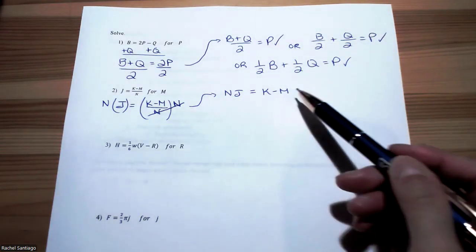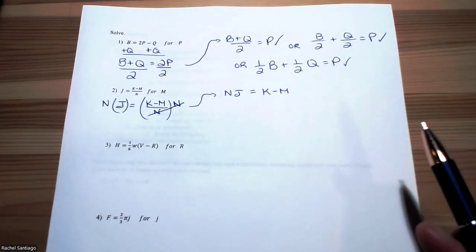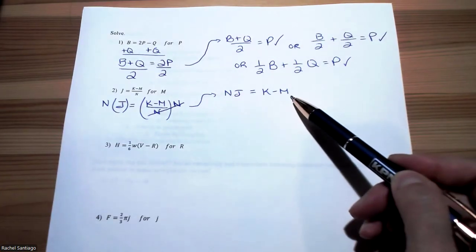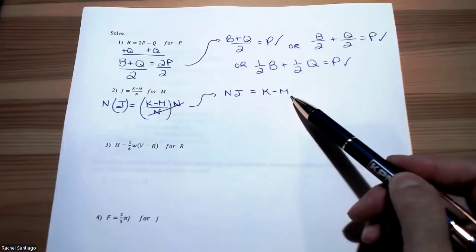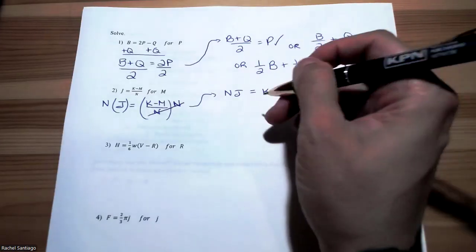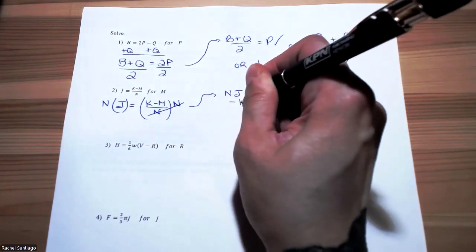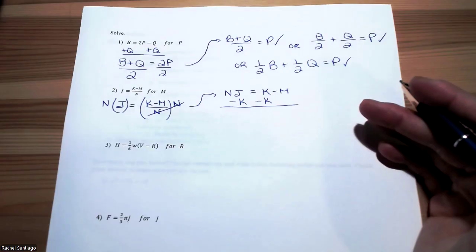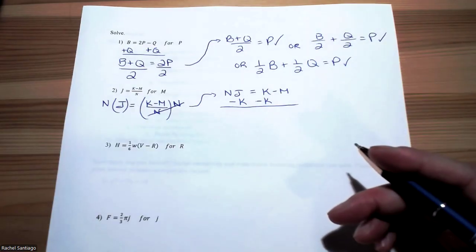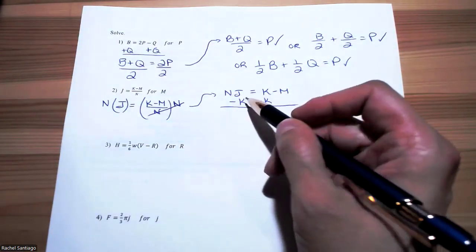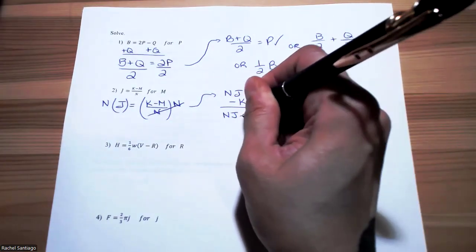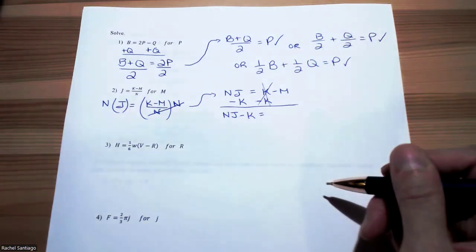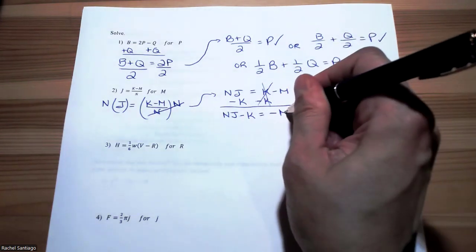Cool. I need to solve for m. Now I could do this a couple ways. I can add m and then subtract nj. That would be totally fine. Or I can subtract k. This is typically the approach that many students take, which is why I want to showcase this. We have nj minus k. Write it exactly as you see it. Notice the k's will cancel because they're opposites, and you're left with negative m.